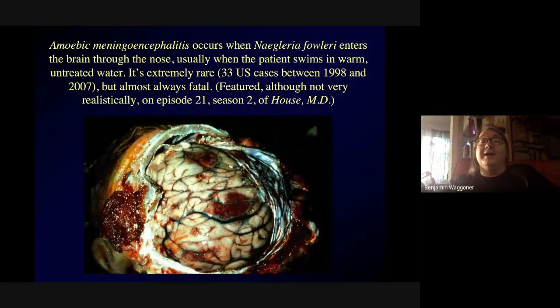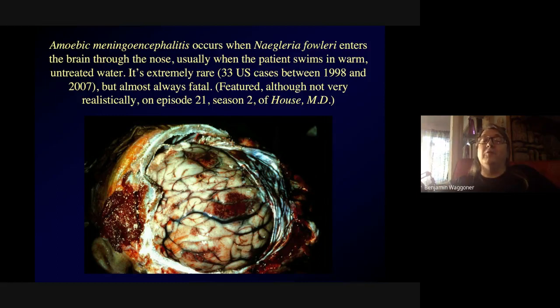Naegleria fowleri is the species that tolerates warmer temperatures. And if you get this up your nose, the amoebas will travel up your olfactory nerve, the nerve of the sense of smell, up into the brain, and start doing this to your brain, causing terrible damage to your brain.